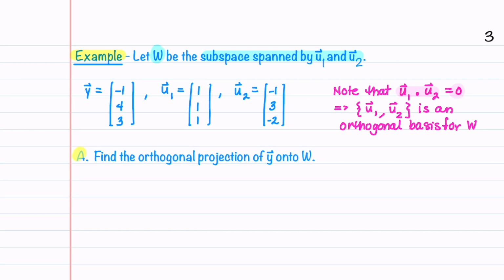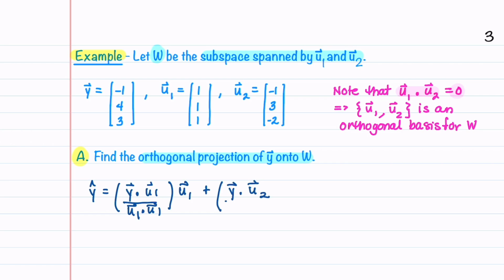The first part of this problem has us find the orthogonal projection of y onto our subspace W. Let's write down our formula. The projection we're going to call y hat, and it's going to be equal to y dotted with u1 divided by u1 dot u1 times u1 plus y dotted with u2 divided by u2 dot u2 times u2. Let's go ahead and compute this.